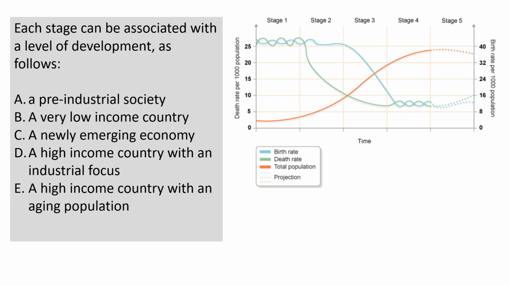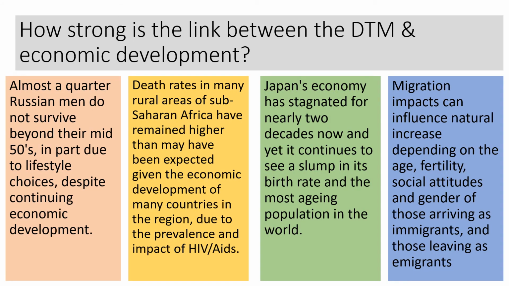C, a newly emerging economy like Nigeria. D, a high income country with an industrial focus. That means a work focus, so people in careers and earning money. And finally, E, a high income country with a very aging population like Germany, like Japan, like Britain, like a lot of countries in the EU. So it's directly associated with levels of development. So let's just question for a moment how strong the link is between the demographic transition model and economic development.